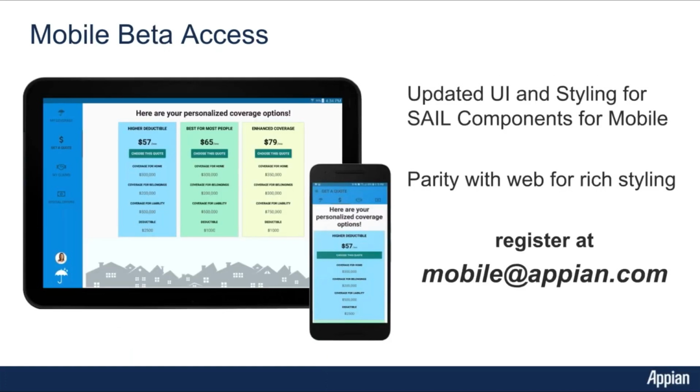Finally, with end user experience, we're also happy to announce a new mobile beta access program. So we're getting ready to release a brand new Appian mobile UI. This is an updated UI and styling for all SAIL components for mobile devices, both on Android and iOS. Most importantly, this brings into parity the web-rich styling that you had before inside the web experience. So here we see an example of an Android device on a tablet as well as on a phone using that new card layout. That new card layout makes it really intuitive for me to select from different coverage plans I have for an insurance.